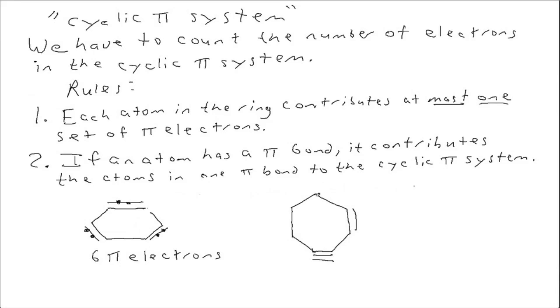Is that a triple bond? Yes. So in this case, there are 8 pi electrons contributed in the cyclic pi system.